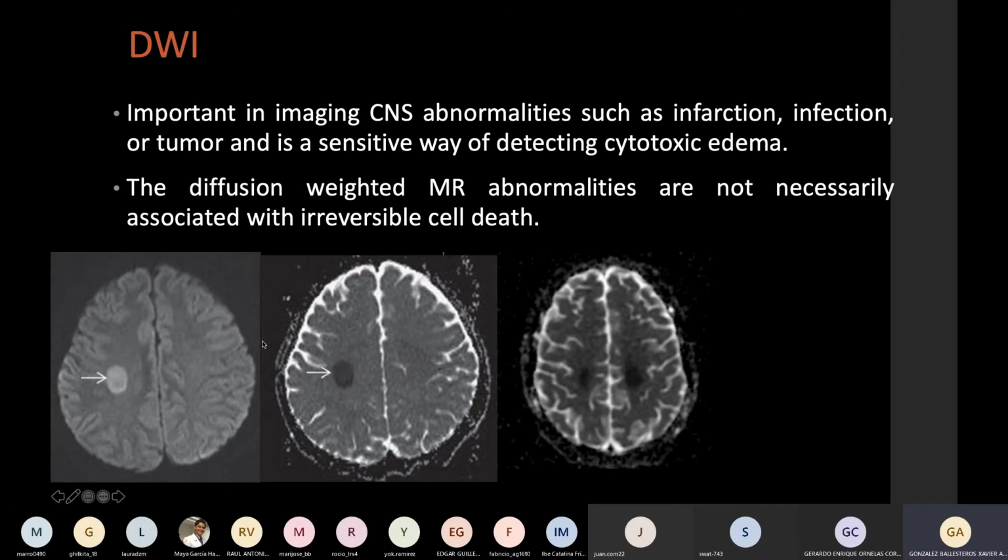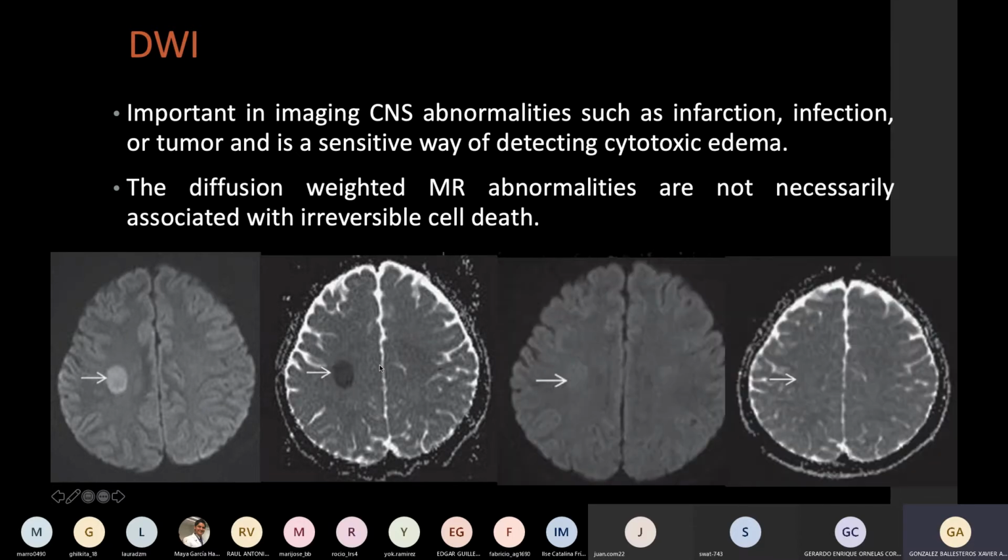These are two images of another patient. In this axial diffusion image, we can see a hyperintense lesion in the right semi-oval white matter that corresponds with a low signal intensity on the ADC map. And on the follow-up, this patient presents a partial or interval resolution of the restricted diffusion previously affecting the centrum semi-oval white matter.